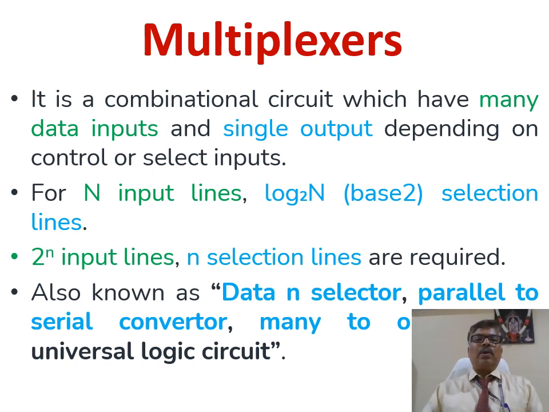Suppose if there are n number of input lines, then log base 2 n number of selection lines are required. That is, if there are 2 power n input lines, we require n selection lines. For example, if there are 2 power 3, that is 8 input lines, we require 3 selection lines. If it is 32 input lines, that is 2 power 5, we require 5 selection lines. This multiplexer is also known as data selector, parallel to serial converter, or many to one circuit.